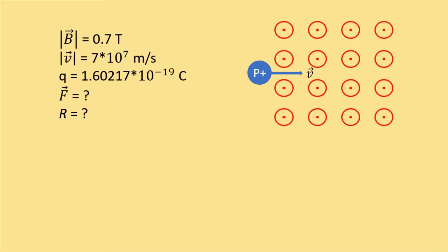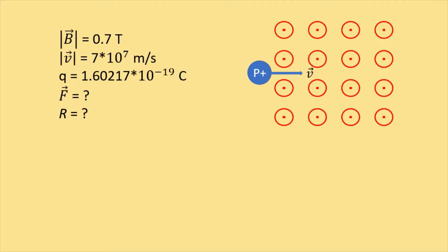Okay, so let's have some numbers. We have the magnetic field in Teslas, then we have the velocity in meters per second, and then we have the charge in coulombs. The number you see there is the charge of a proton, which is a constant, and it's exactly the same as the charge of an electron, only positive, while the charge of the electron is negative. What we want to find is the radius of the circle the proton will make in the magnetic field. And for that, we will also need the magnitude of the force and the direction of the force.